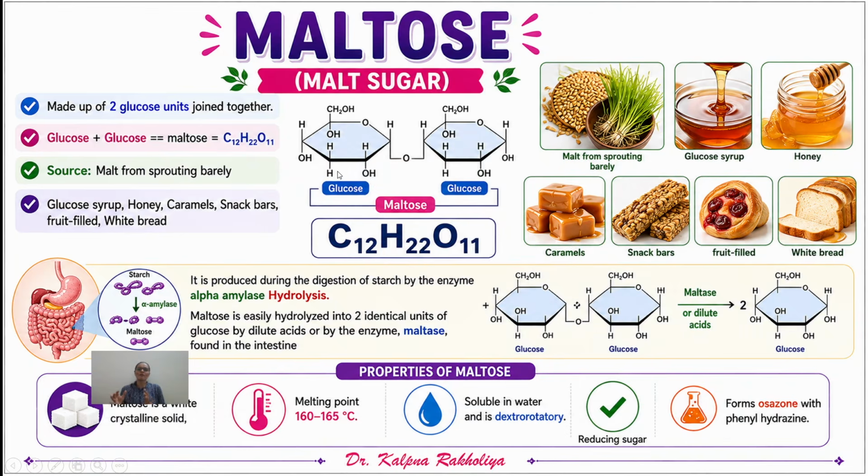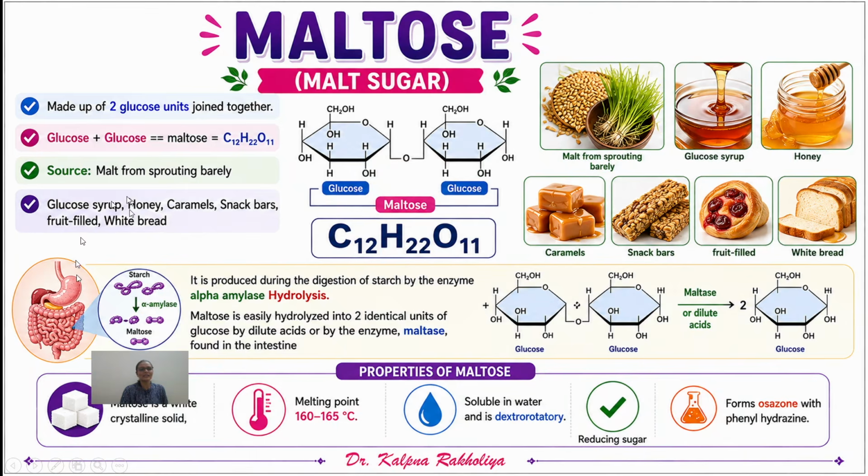Maltose is found in sprouting barley, and is present in glucose syrup, honey, caramel, snack bars, fruit, and white bread. It is produced during the digestion of starch. When starch is digested by the enzyme amylase, it breaks down into maltose. Maltose is made of two identical sugars, which further break down into two glucose molecules in the intestine.